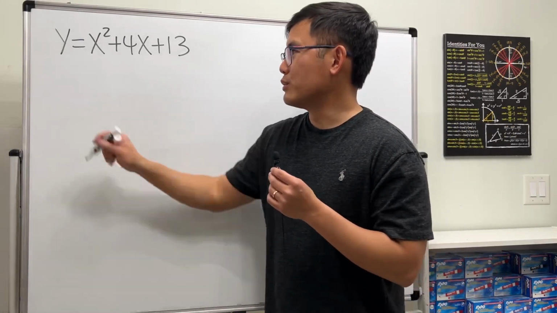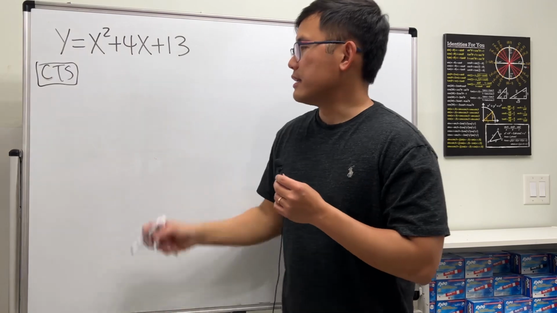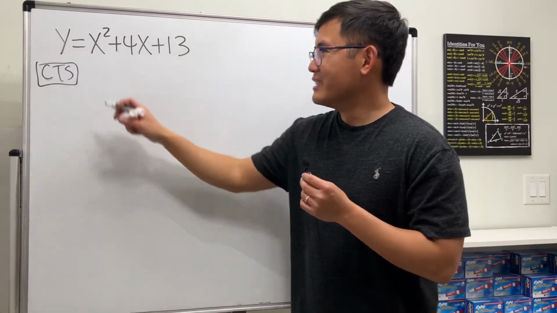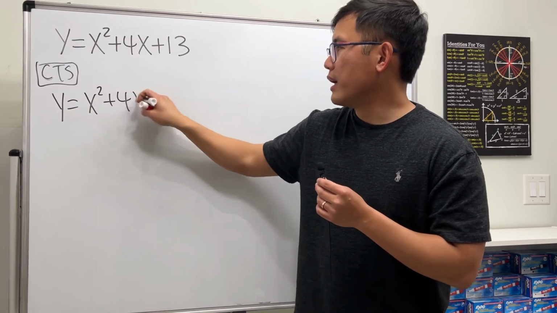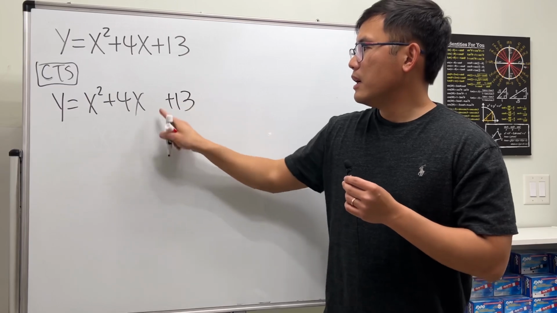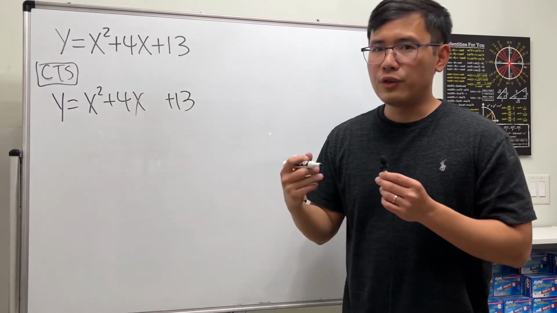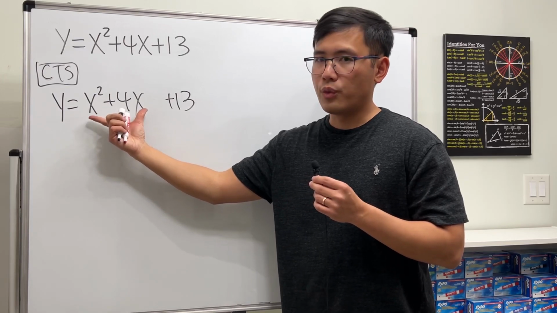I'll show you guys two ways to do that though. First, we will complete the square. And I think this is the more legitimate way. So check this out. We have y is equal to x squared plus 4x. And let's leave a space here. And then let's write down plus 13. The purpose of the space is that we have to find out the number to be added here so we can make this a perfect square.